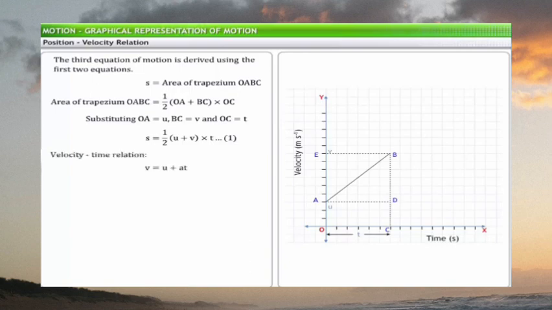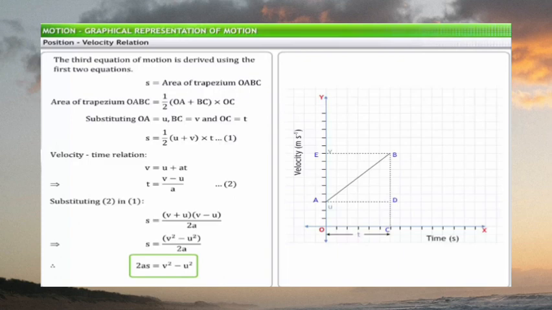Rearranging the velocity-time relation, we get t is equal to v minus u divided by a. Let's call this equation 2. Substituting equation 2 in 1, we get S is equal to v plus u multiplied by v minus u whole divided by 2a. By simplifying this expression, we get the position-velocity relation. That is, 2as is equal to v square minus u square.